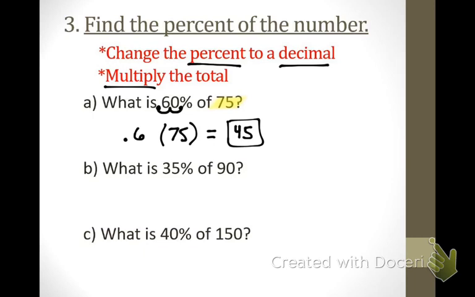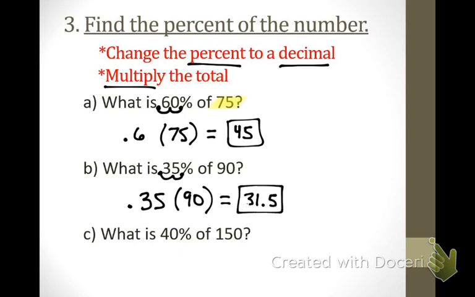Let's go to the next one. It asks, what is 35% of 90? So just remember, your decimal point is technically right here at the end of every number. I've got to move it over 2 places. So if I move that over, now I've got 0.35. Remember, once again, you're just changing that percent to a decimal. And now I have to multiply the total. So it's asking me, how much is it of 90? So I'm going to go ahead and multiply it times 90. Stick that in your calculator, see what you get. Hopefully you got 31.5.